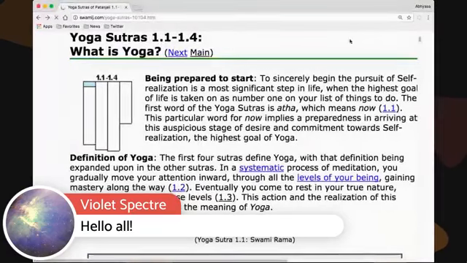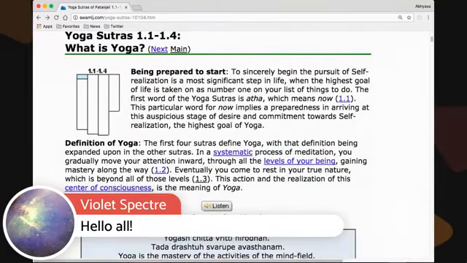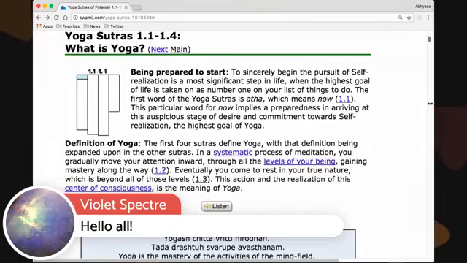I'm trying to get this view. All righty, I'm going to put that there, like that there.